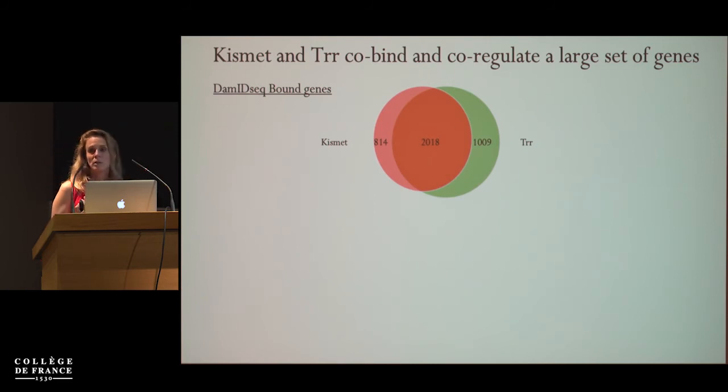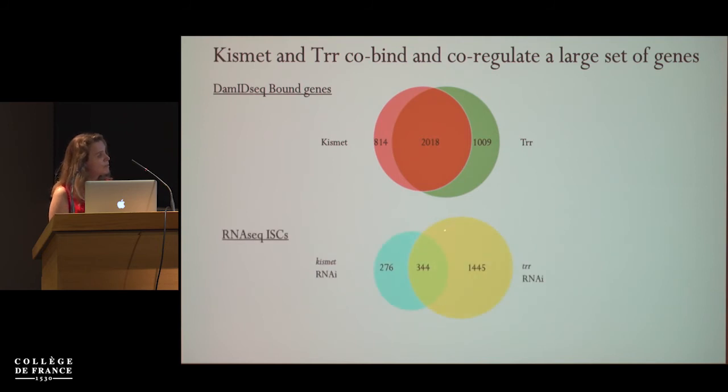We then, of course, wanted to ask which genes become deregulated when we inactivate Kismet or Trithorax-related, specifically in adult stem cells. For that, we downregulate them using RNAi in the stem cell. We then FACS sort out the stem cells, purify the RNA, and perform RNA-seq.